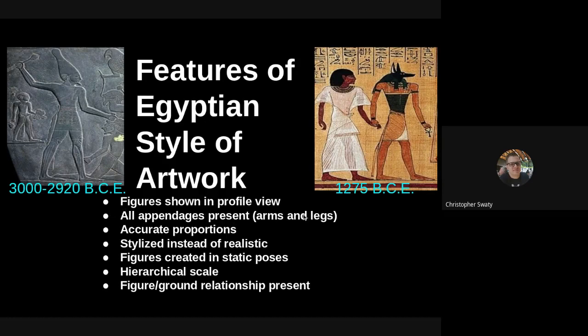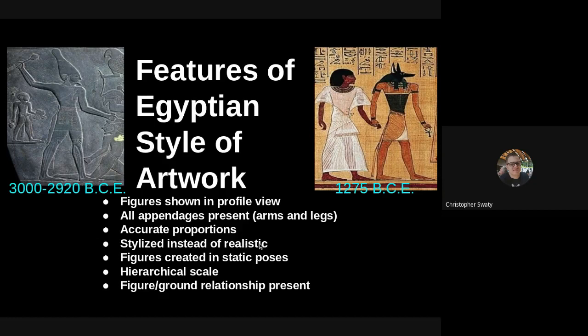First, figures are in profile view, so they're all looking to the side. We don't see straight on views of their face. All appendages are present. They thought that if you were drawn without an arm or a leg, then you wouldn't have that in the afterlife. So they contorted their bodies in weird ways to make sure that they showed you all of the limbs. They do have accurate proportions as far as the head size and everything.